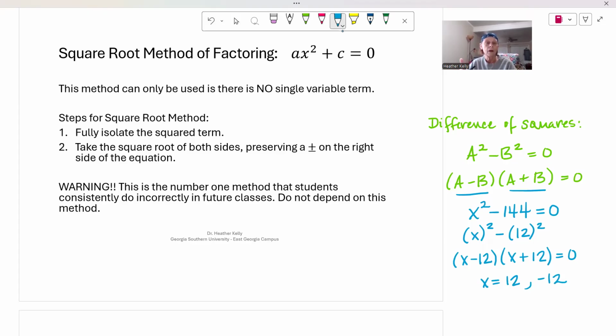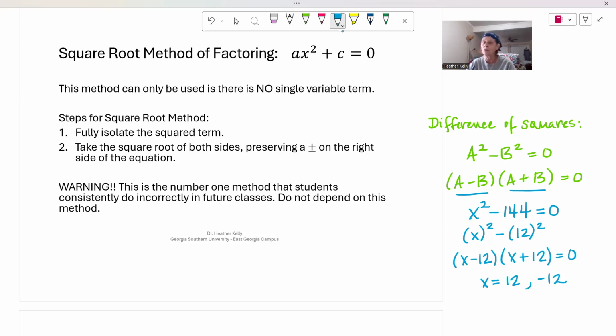Okay. All right, so how does the square root method work? Well, the first thing is you fully isolate the squared term. That means get the squared thing by itself on, as I prefer, the left-hand side of the equation. That means totally by itself. The only thing on that side is something that is squared.